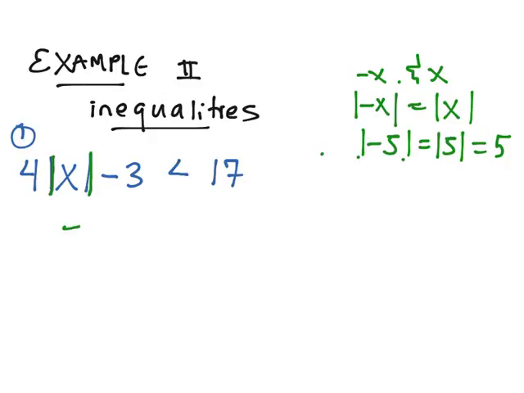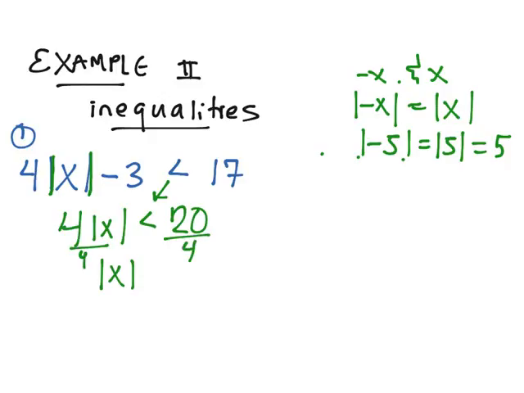So, first, we can add 3 to both sides, which doesn't change our inequality sign. And then we can divide by 4. And since 4 is positive, that also doesn't change our inequality sign. And now we have the absolute value of x is less than 5.